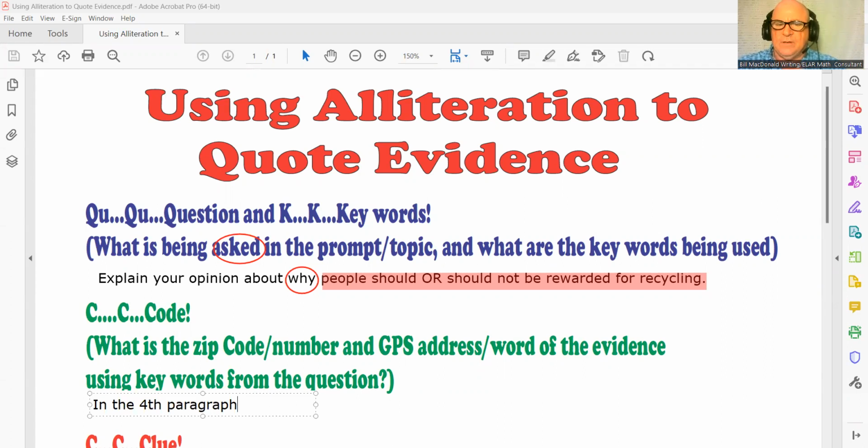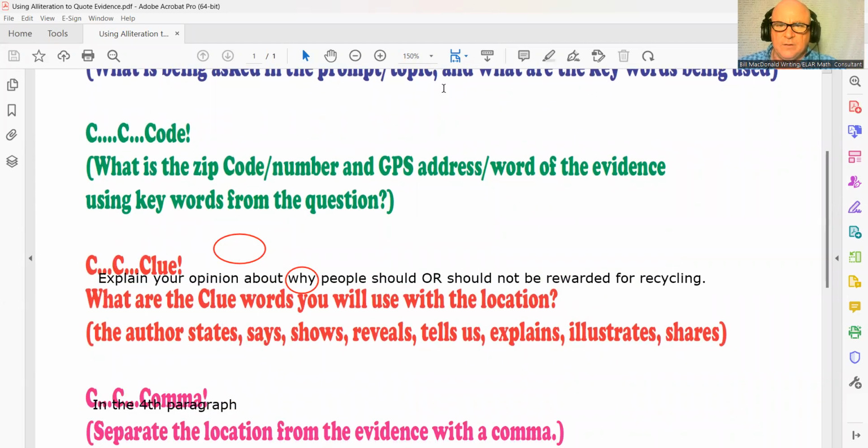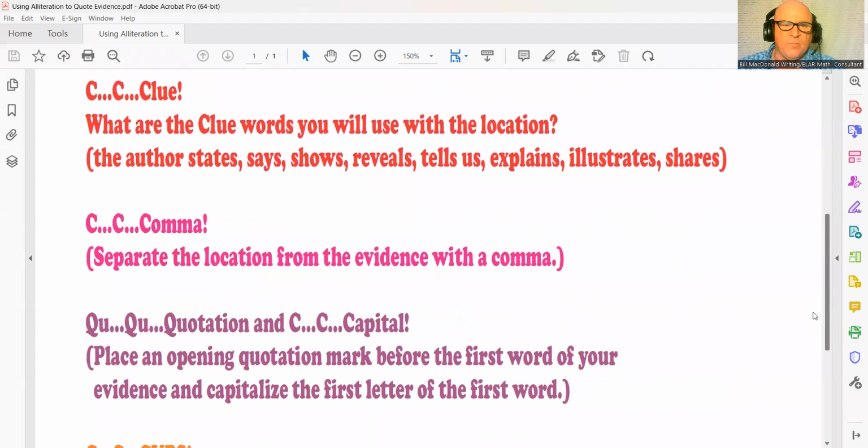Okay, so then I come down here. I think I have to remove all of this so that I can show you further down the page. So I'm going to remove all that and undo everything. It says, what are the clue words you will use with the location? So I'll add that to what I've already given you. Let me put this a little bit lower so you can see three more things here. Okay, so what are the clue words? So here we go. We already had capital in the fourth paragraph.